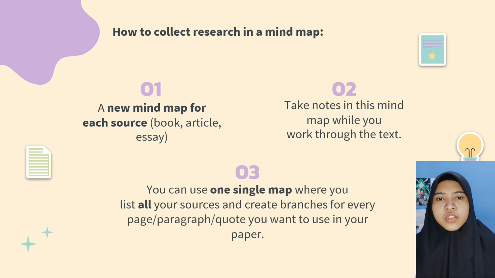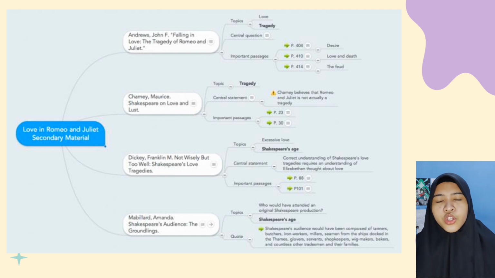Alternatively, you can use one single map where you list all your sources and create branches for every page or paragraph or quote you want to use in your paper. In the map below, you will see that based on the example, we choose love in Romeo and Juliet as the topic of our paper. For our research map, we wrote this topic in the center and created individual branches for each secondary source we read.